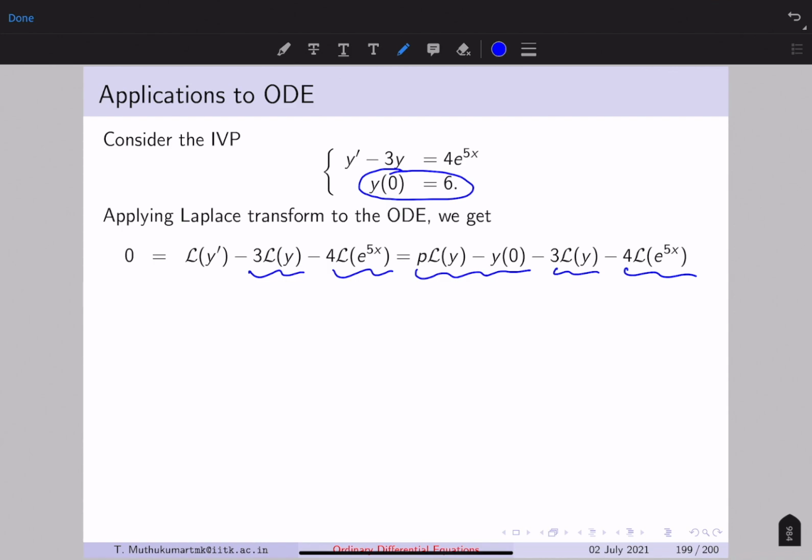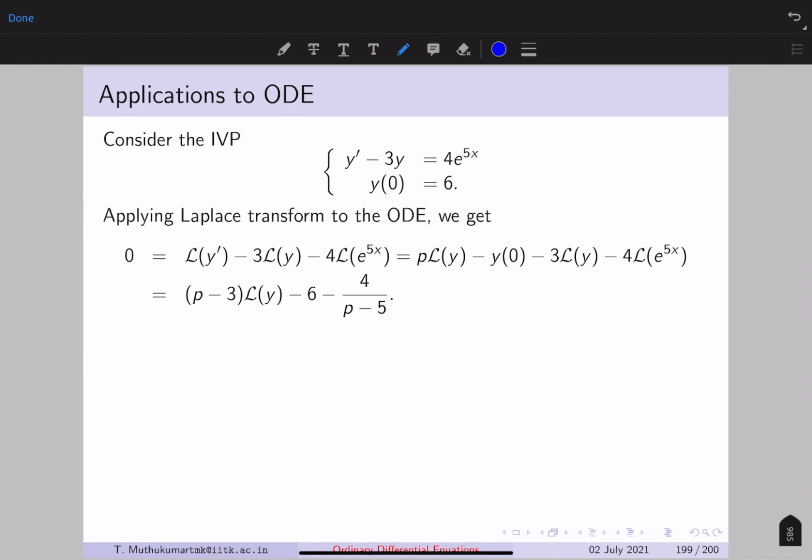So now you replace this with 6, and the Laplace transform of e power 5x, you already know, is 1 over p minus 5, and with this 4 it's this, and these two terms are clubbed together because these are the Laplace transform of y terms. So it's p minus 3 times Laplace transform of y, and that's equal to this. So now you see this was a differential equation. Once you apply Laplace transform, it has become an algebraic equation of the Laplace transform of the unknown.